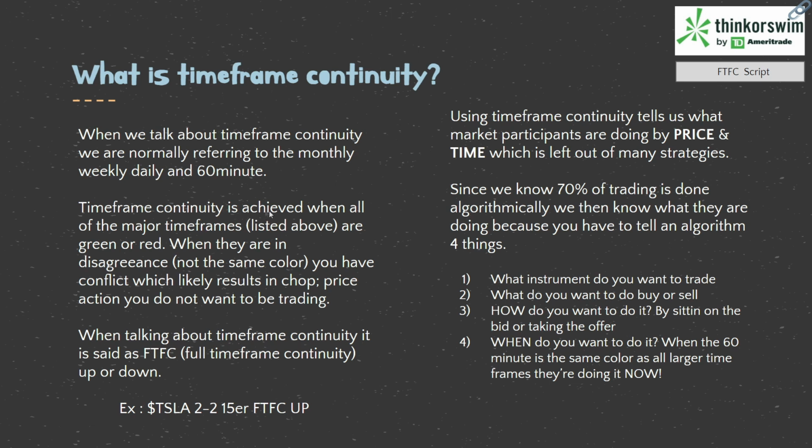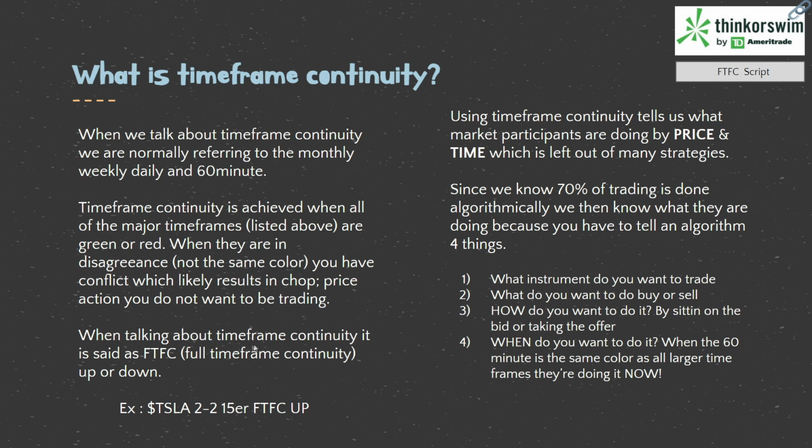Time frame continuity is achieved when all the major time frames, the ones listed up here, are green or red. When they're in disagreement, so let's say the daily is red, the weekly is green, the monthly is red, and the 60 is red, they're not in agreement. So you're going to have conflict, which is going to likely result in chop or sideways untradable price action. And this is not what you want to be trading.